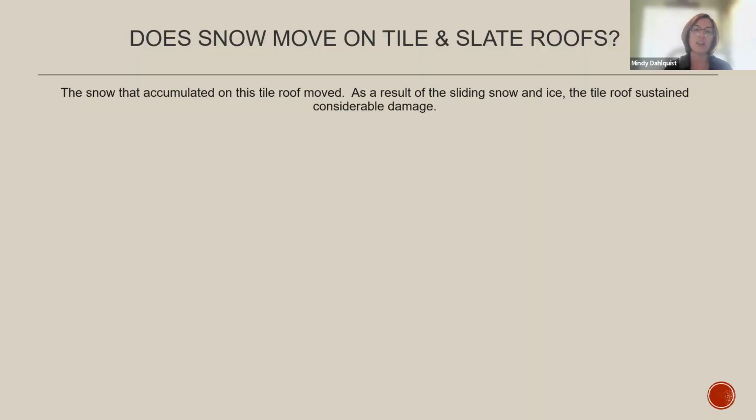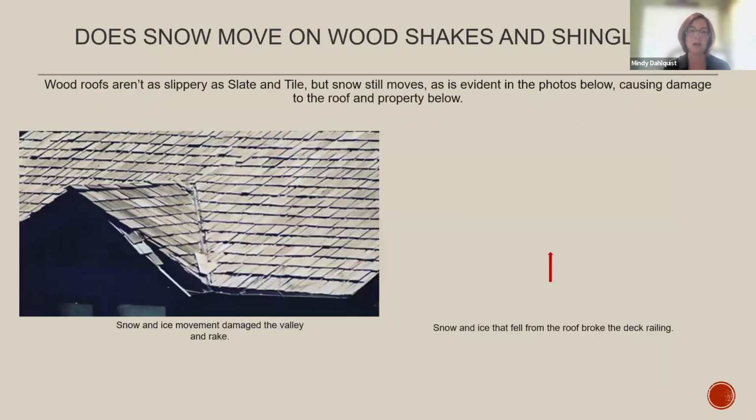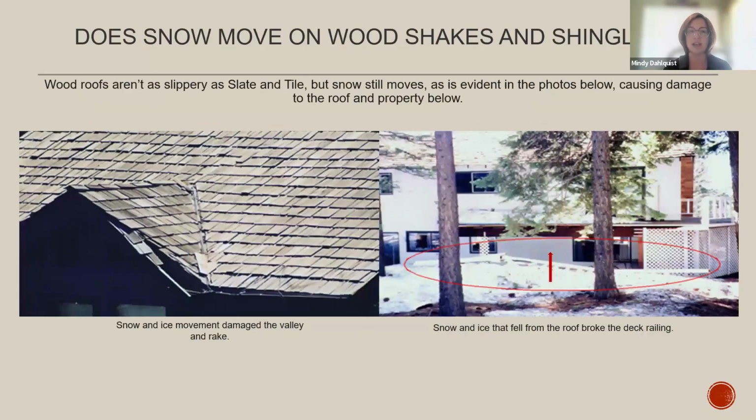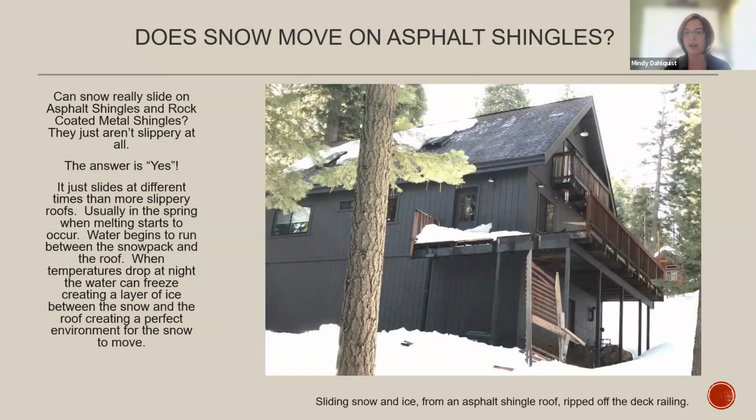So are they effective at stopping snow from sliding? I will flip through these pretty quickly because they are just not. There's concrete tile that is busted up, wood shingles and shakes, and they're just not as slippery as the tile and slate, but it definitely still can move on there. And the asphalt shingles, this is one that we get year after year from a homeowner of, how do I solve this problem? The snow keeps sliding off and hitting my neighbor's solar panels, or is taking my deck railing off. But what's happening there is the snow is usually going to slide on these roofs at a different time frame.